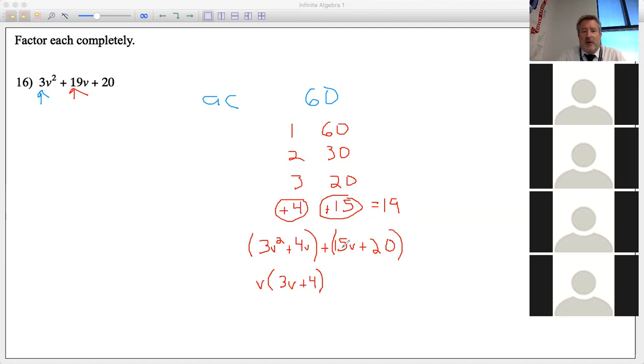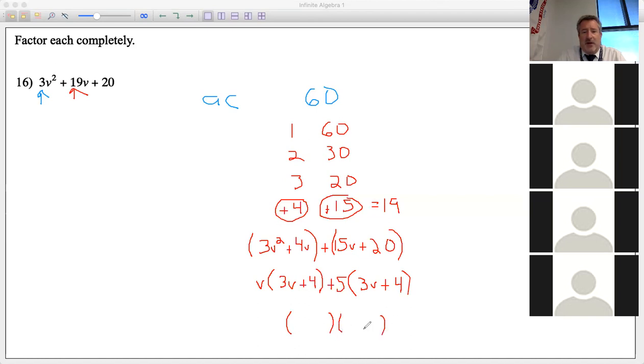Second binomial, let's see what goes into 15 and 20. That would be a 5. And remember, we're looking for the biggest thing. So a plus 5 we can pull out. And magically, notice 5 times a 3v is 15v, and 5 times a plus 4 is 20. Sometimes I get a little bit lazy at this point because I already know it's going to be 3v plus 4 because it factors to that. Final answer.